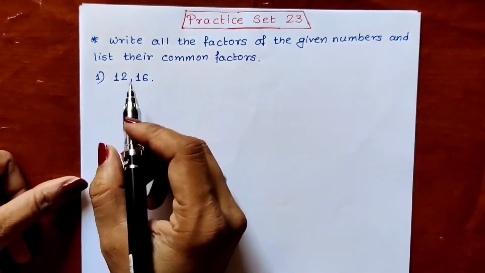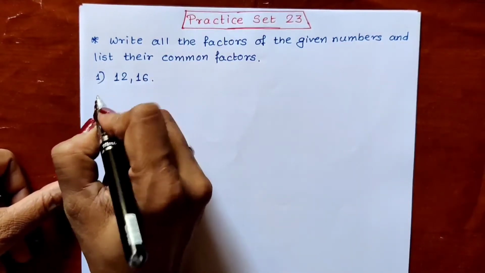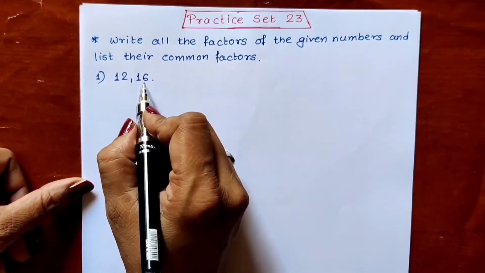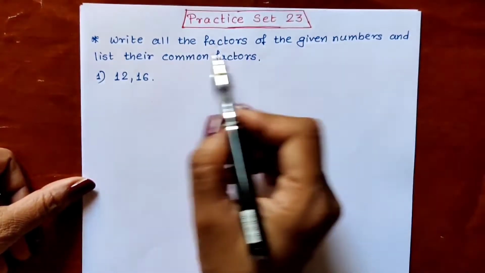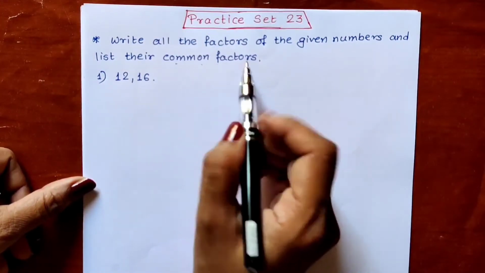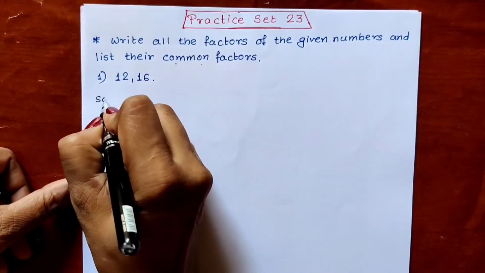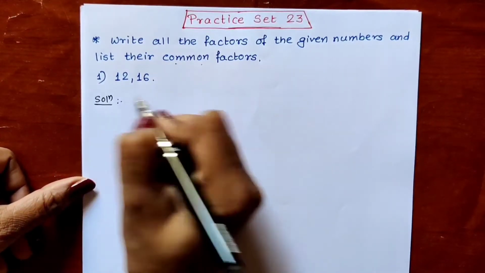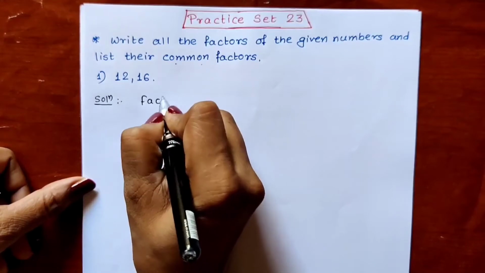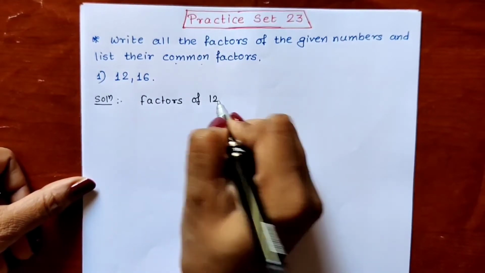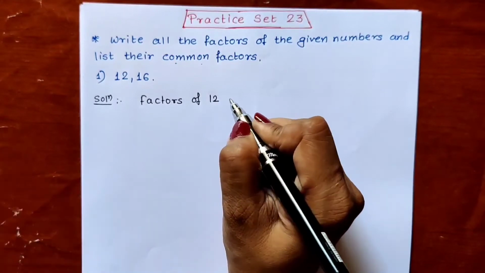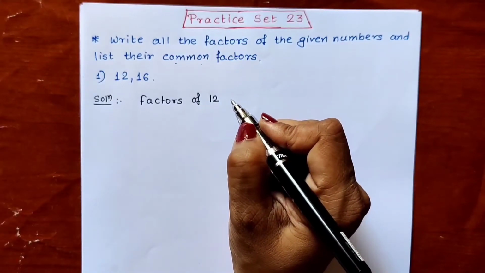So in this way this question is written here. Now let us start. First two numbers are 12 and 16. We have to write all the factors of these two numbers first, and then we will be writing their common factors. Factors of 12. So let us first write the factors of 12.